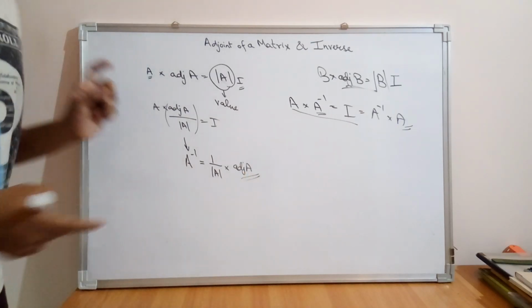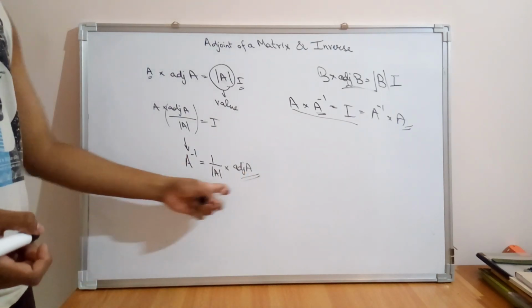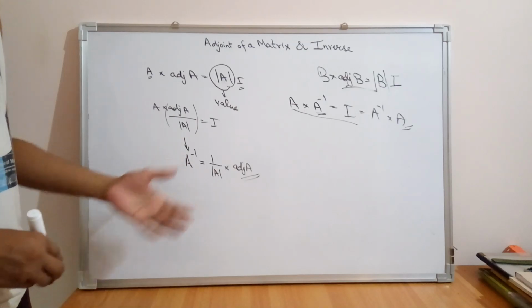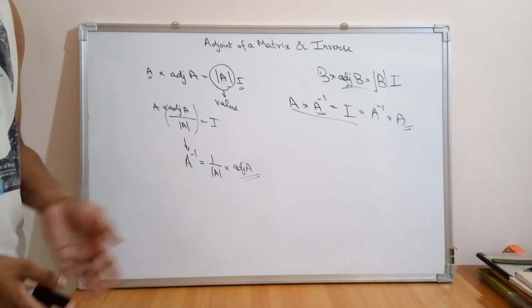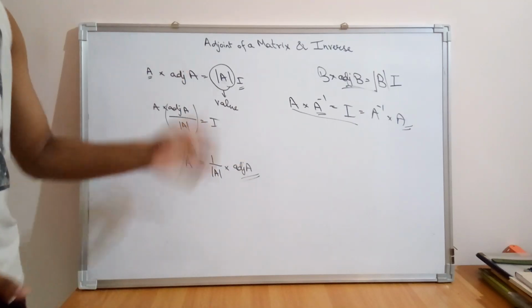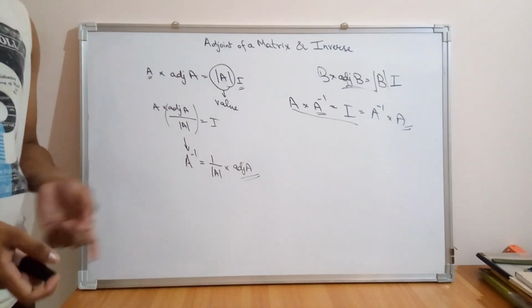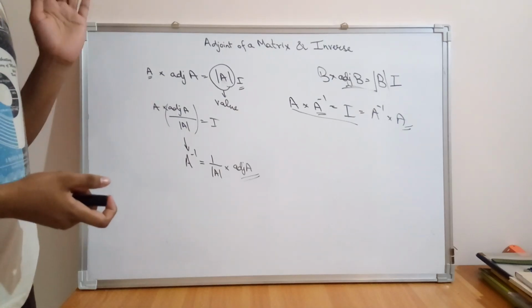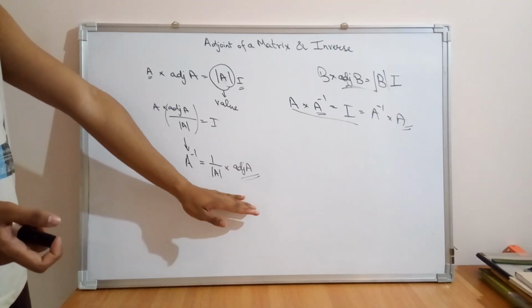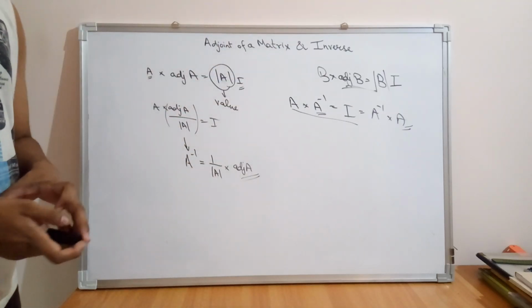This is where the use of adjoint of A arises. That's why we find out so many things. For finding adjoint of A, we need the cofactors over there. So that's why we learned about cofactors. For learning cofactors, we needed minors. So minors we learned before that. That was the meaning of minors. We find out the inverse of a particular matrix.